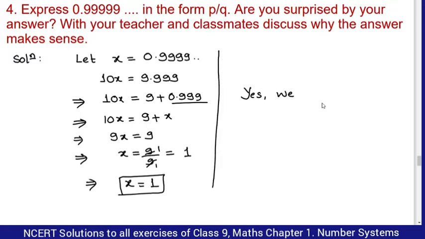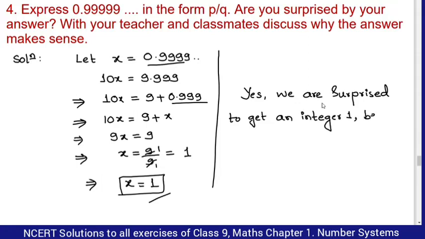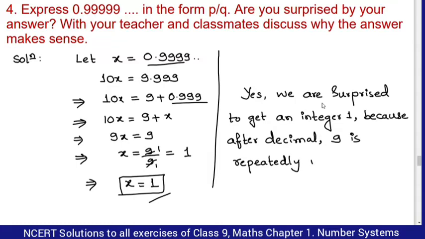Yes, we are surprised to get an integer 1, because after the decimal, 9 is repeated infinitely, and this will tend to an integer.